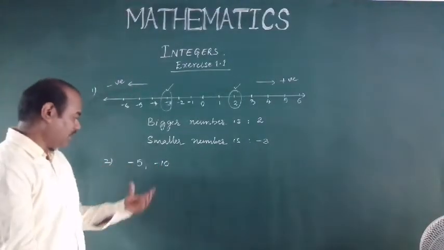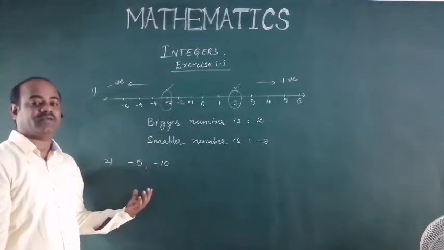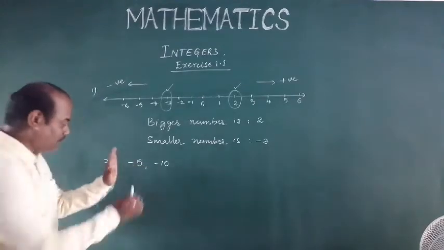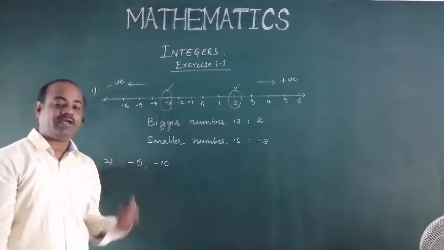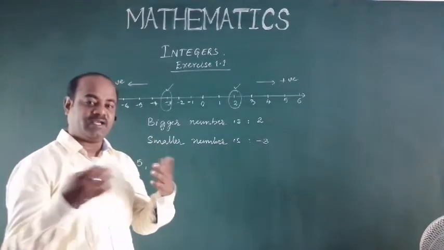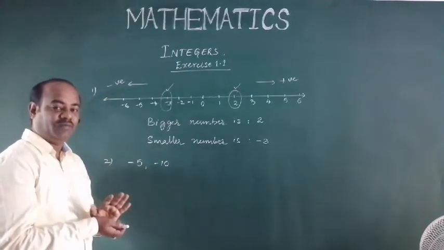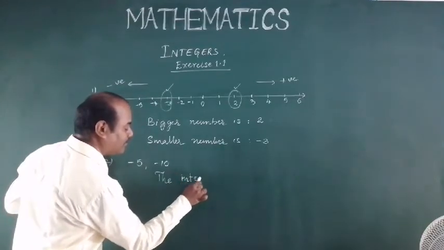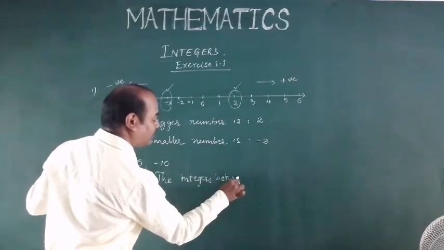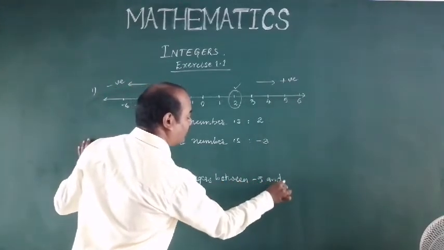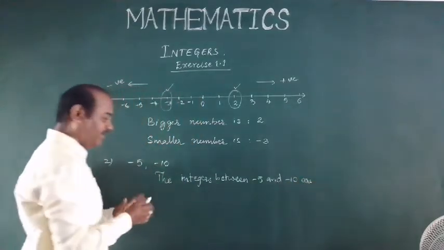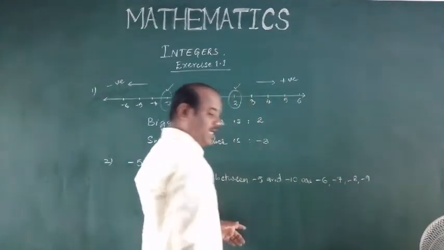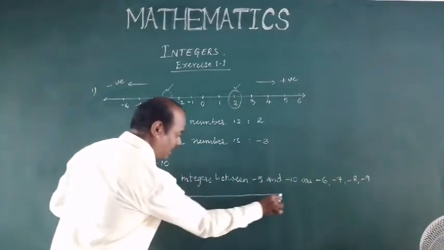Okay? Write the integers between -5 and -10. Right? The integers between -5 and -10. What are the integers? Suppose if you remove this minus symbol, 5 and 10, what are the numbers between 5 and 10? 6, 7, 8, 9. Like that, -5, -10, in between them, what are the numbers? After -5, what will we get? -6, -7, -8, -9.